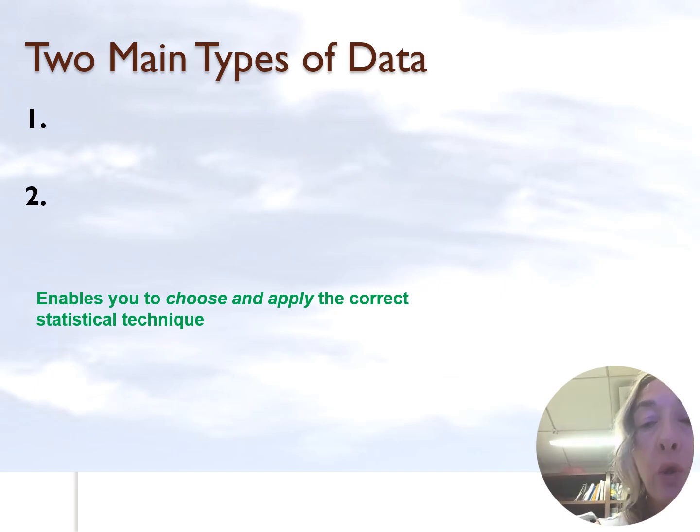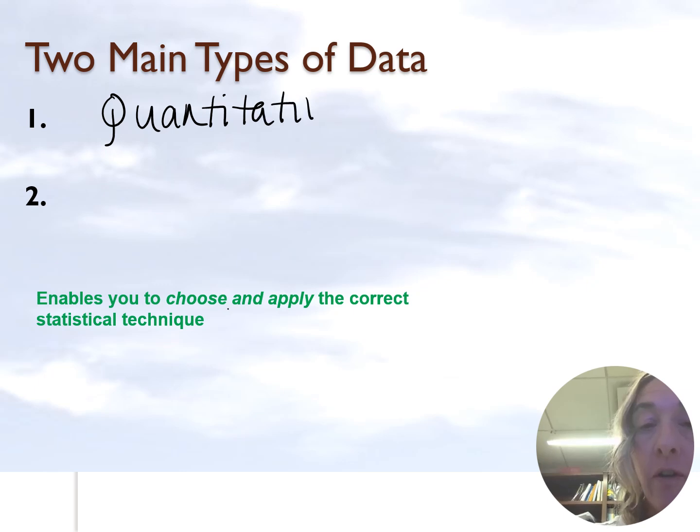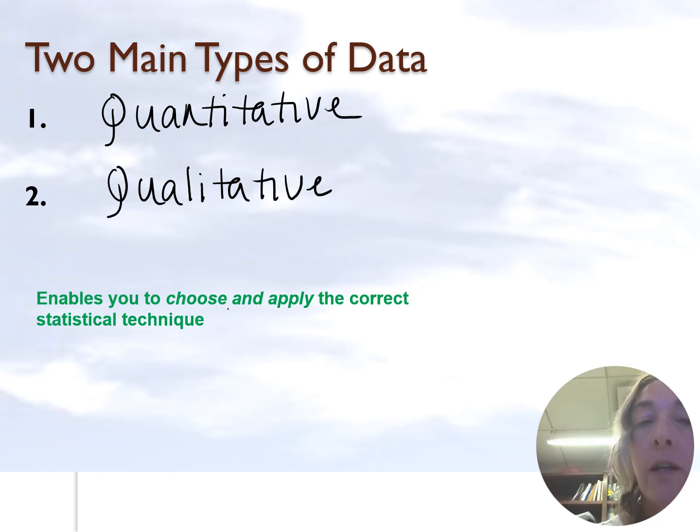Okay, so two main types of data. The first is quantitative. The second is qualitative. But the question is, why is it important to differentiate between them? The answer is because this enables you to choose and apply the correct statistical technique for a certain type of data or a certain data set that you might have.